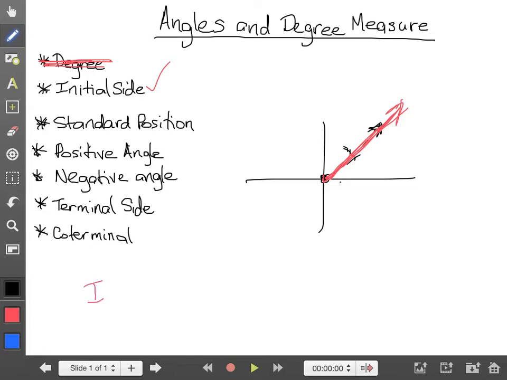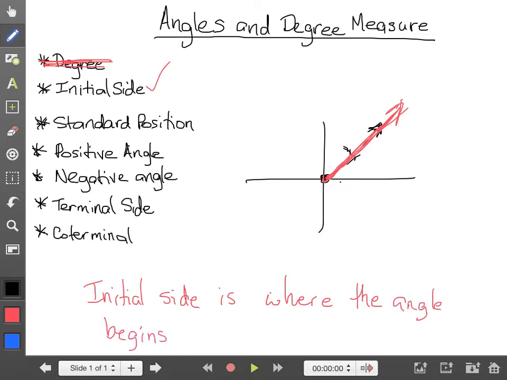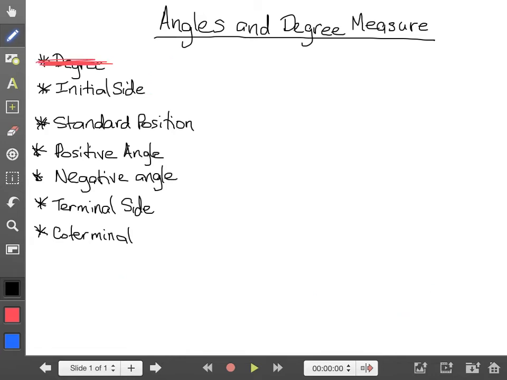So we can write that down. The initial side is where the angle begins its rotation. All right, so that's the initial side, so now we know what that is. So now we know what the degree is, what the initial side is. Now it's time to look at what our standard position is.